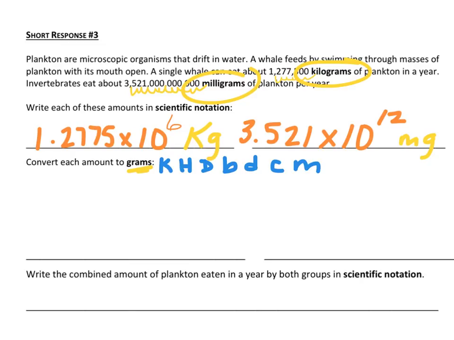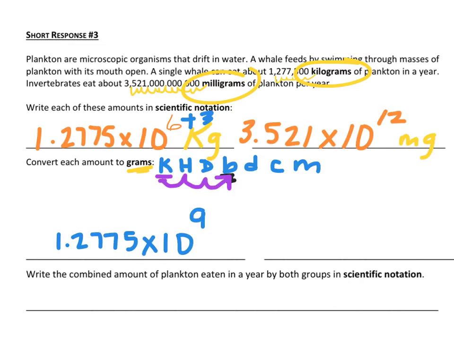Okay, so you remember our saying, however you want to remember it, King Hector died by drinking chocolate milk, or whatever you do to remember it. We're going to the basic unit of grams. So the first one we're going from kilograms to grams. 1, 2, 3 powers of 10. And we're moving that back. So this would be multiplying this amount by 1,000, or 3 powers of 10. So a shortcut would be just to add 3 powers of 10 to my original value. So that becomes 10 to the 9th power.